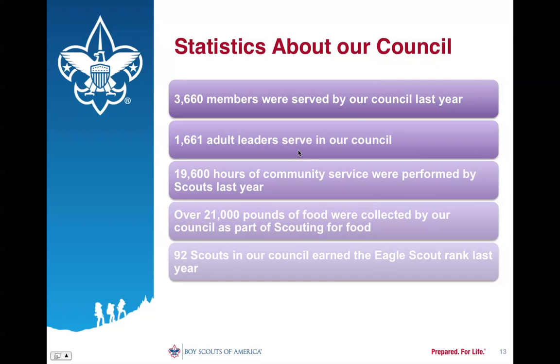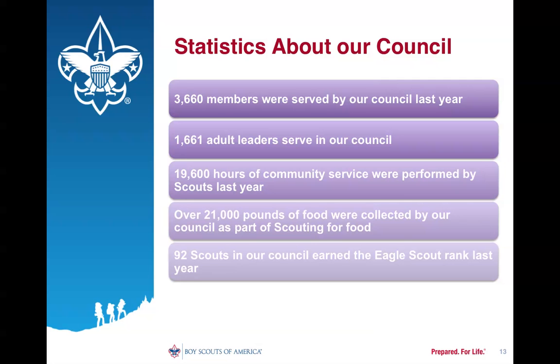Some statistics about our council from last year: 3,660 members were served by our council. Out of those, 1,661 adult leaders served in our council, and 19,600 hours of community service were performed by scouts. Over 21,000 pounds of food were collected, and 92 scouts in our council earned the Eagle Scout rank last year. So scouting is a huge movement, especially within Santa Barbara County, and we want to keep that going, and we want to have it progress and have it for many generations to come.